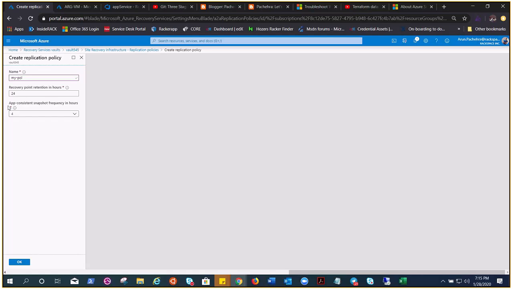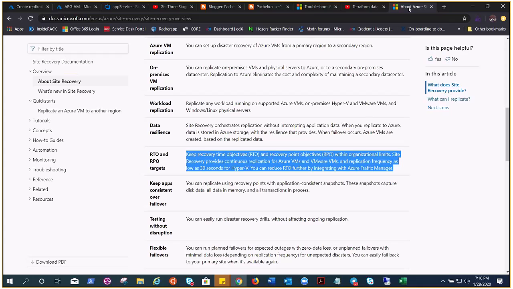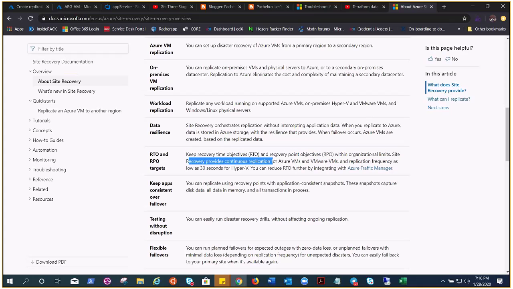And one more thing that reminds me, app consistent snapshot. It's as low as 1 hour. Every 1 hour, it will give you an app consistent snapshot, and a crash consistent snapshot would go every 5 minutes. If you move your mouse here, it shows you can select 0 to 72 hours for recovery point retention. That is RPO, and it shows here recovery point continuous replication to Azure VM VMware. The replication frequency is as low as 30 seconds for Hyper-V.